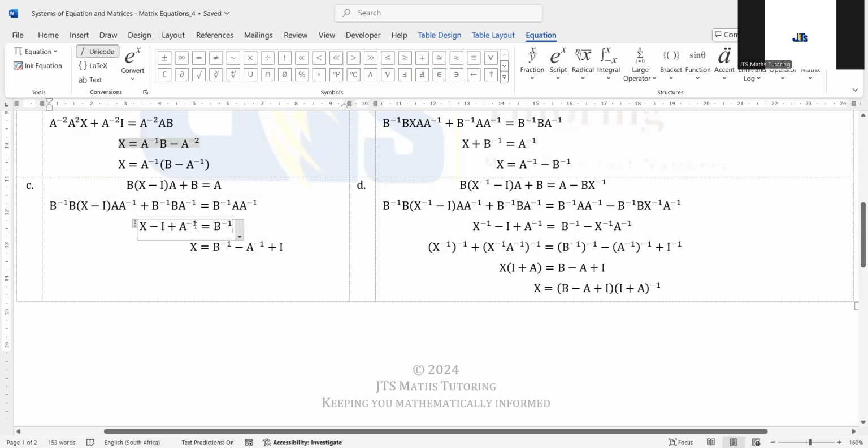Okay, beautiful. Awesome stuff. The next thing that I have to do is just beautiful. I've successfully managed to solve for my x. All right, let's look at D.